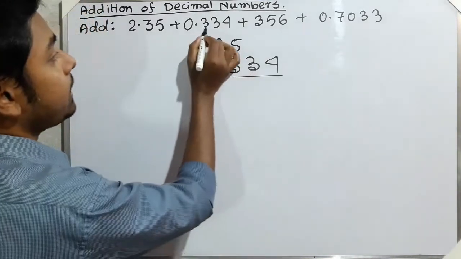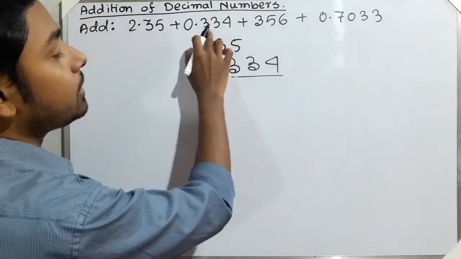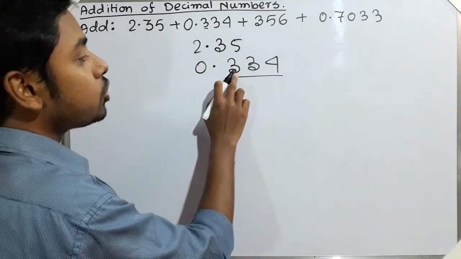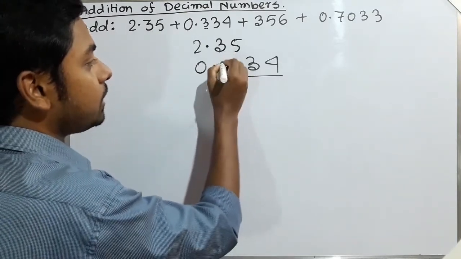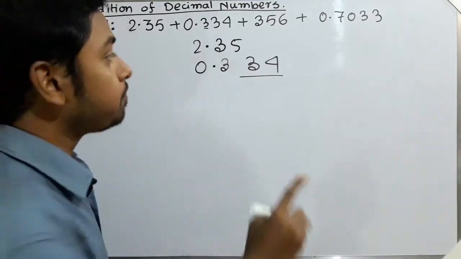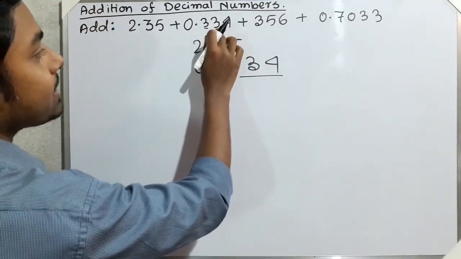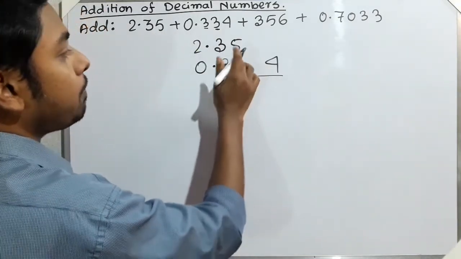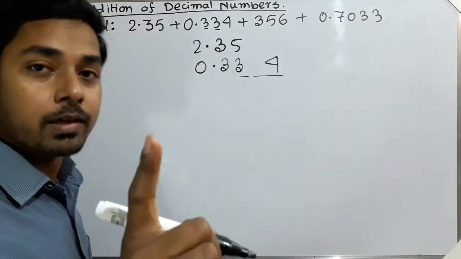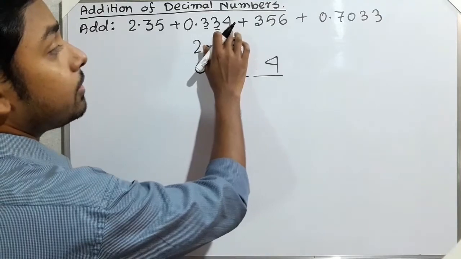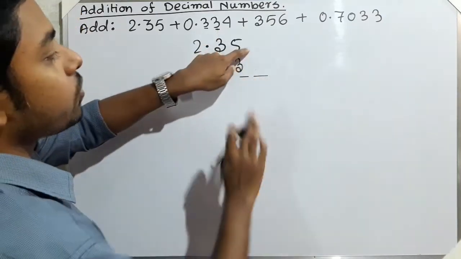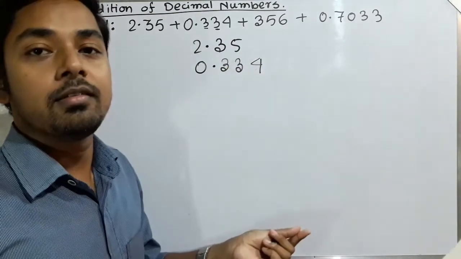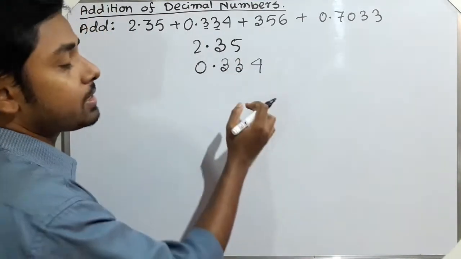Obviously, this is the first digit after the point, and this is also the first digit after the point. So this 3 should be exactly below this 3. Clear? And this 3 is the second digit, and here the second digit is 5. So this 3 should be exactly below 5. Clear? And this is the third digit, and here there is no third digit, so no problem. You have to write digit by digit exactly.